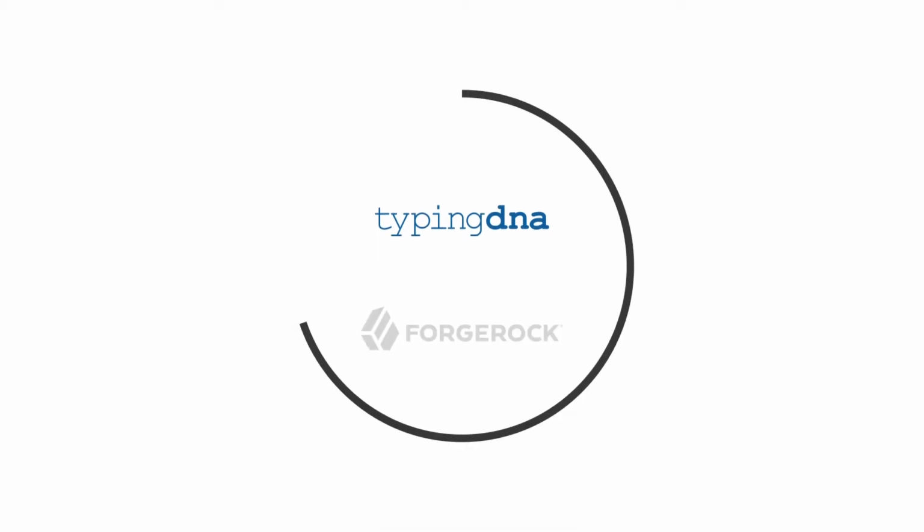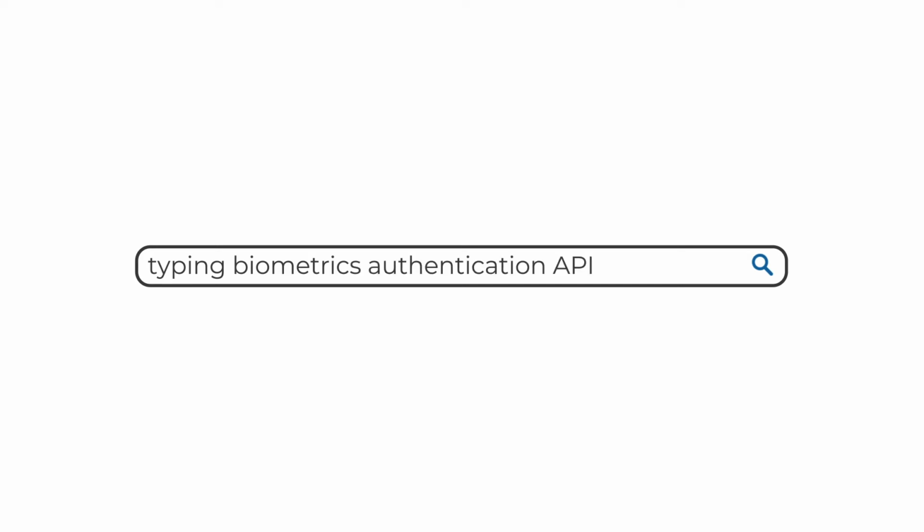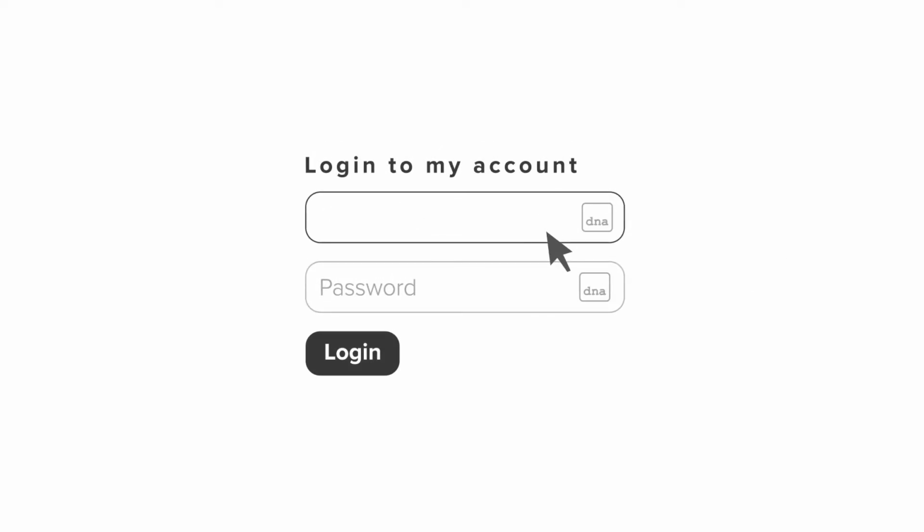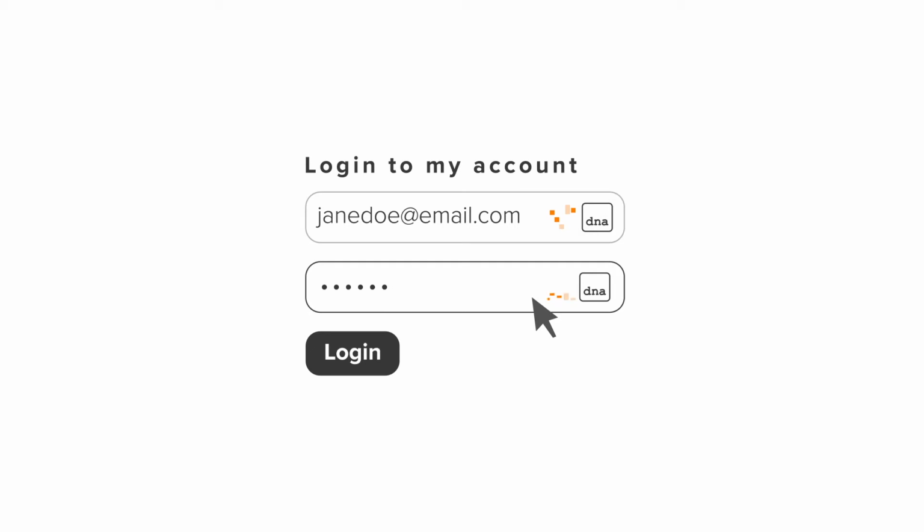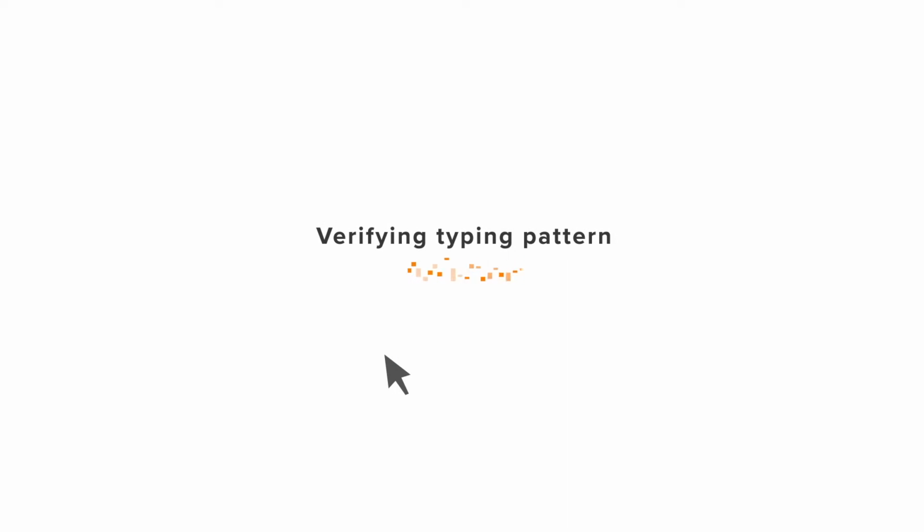Typing DNA's partnership with ForgeRock provides proprietary typing biometrics authentication API through ForgeRock's identity platform. Deploying our technology will enable ForgeRock's clients to take advantage of seamless typing-based authentication, enhance the security of customers and workforce, and protect their users' digital journeys.